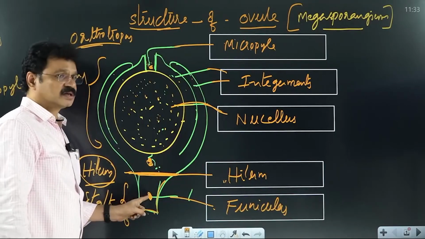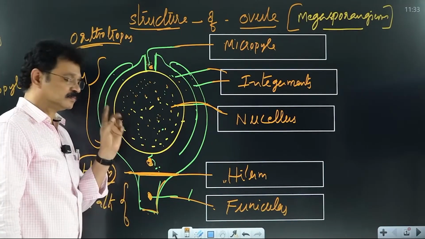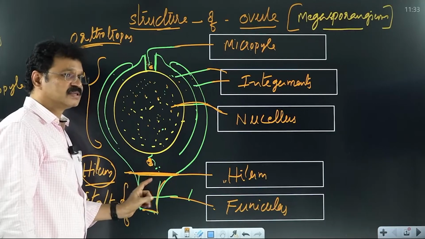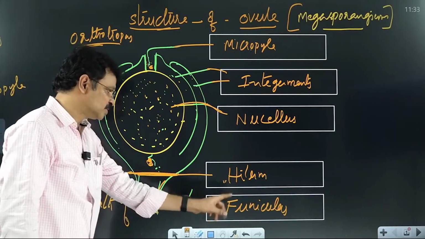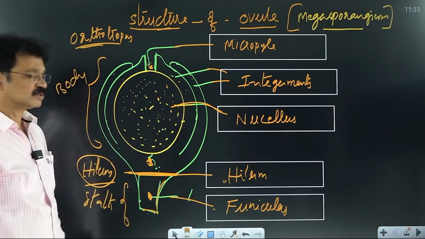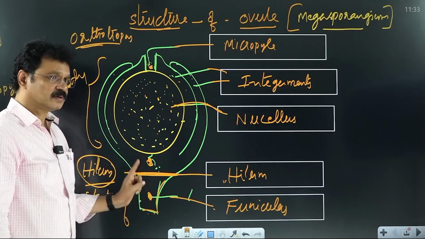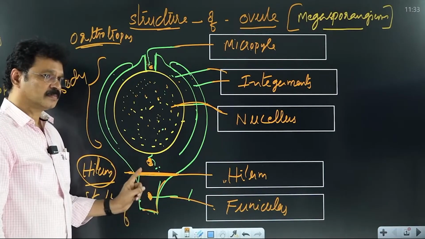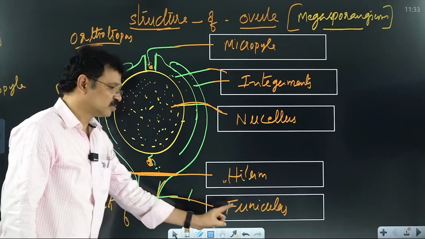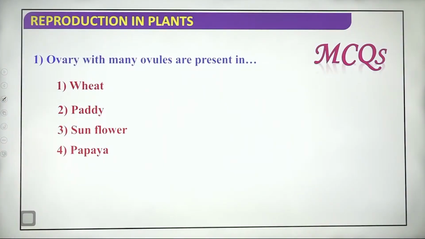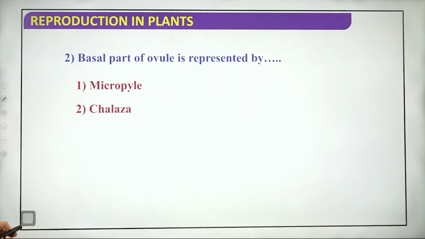A leaf also has a stalk. The stalk of the leaf is the petiole. Every flower may also have a stalk. The stalk of the flower is the pedicel. The stalk of the ovule is funicle or funiculus. Funiculus or funicle, both are similar words. Once again I will explain. Stalk of leaf, petiole. Stalk of the flower, pedicel. Stalk of the ovule, funiculus or funicle. Ovary with many ovules is present in papaya.